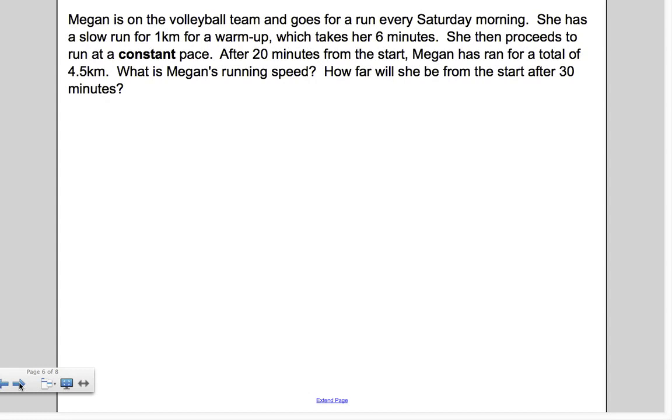Running at a constant pace. After 20 minutes from the start, Megan has run for a total of 4.5 kilometers.